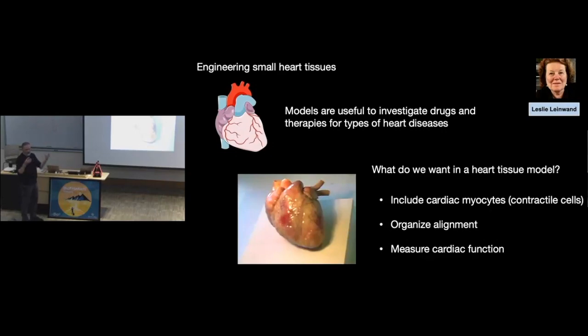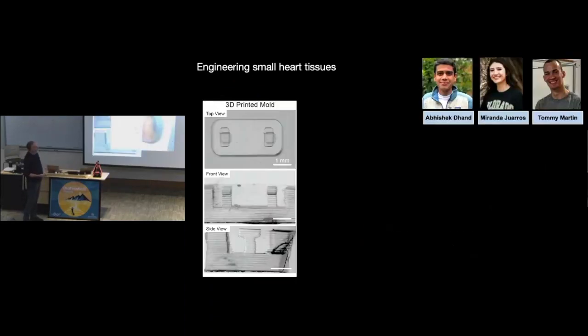These are contractile cells that make the heart pump. We can introduce some alignment or organization to these cells, similar to what they see in a tissue. And then we want ways to measure how these heart cells do. So we assembled a great team of graduate students, Abhishek and Miranda, and postdoc Tommy, who came together to think about ways to take cells and make these little models out of them.